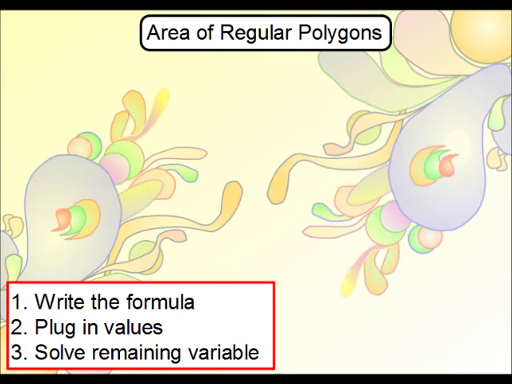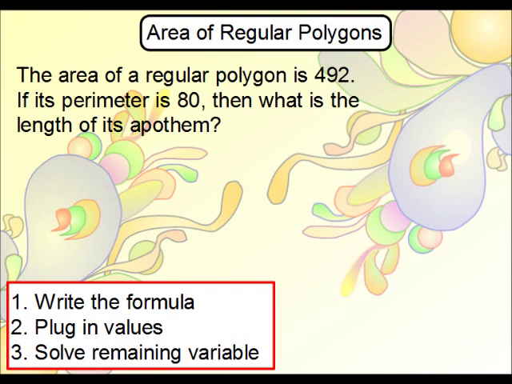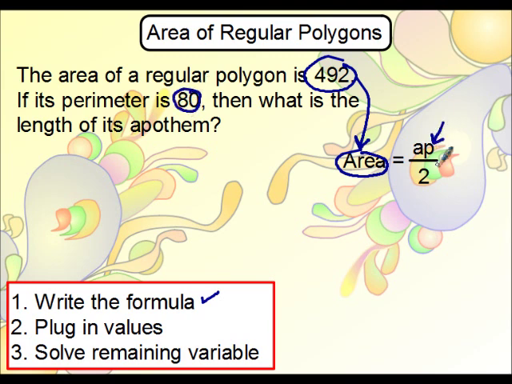Okay, let's do another one, only this time without a picture. The area of a regular polygon is given as 492, and its perimeter is 80. So what is the length of its apothem? Now you'll notice it tells us perimeter here, so when we write the formula, we're going to use the formula that has perimeter. There we are. Now let's go ahead and plug in our values. The area is given as 492 right here. So that'll go in place of here. The perimeter is 80. So that's going to go here.